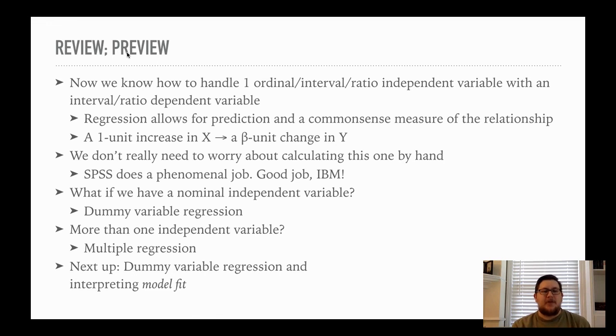So next up, we're going to be talking about dummy variable regression and interpreting something known as model fit. Basically, how well does this linear relationship actually depict the relationship between these two variables? So we'll talk about that in the next video. That one should be much shorter.